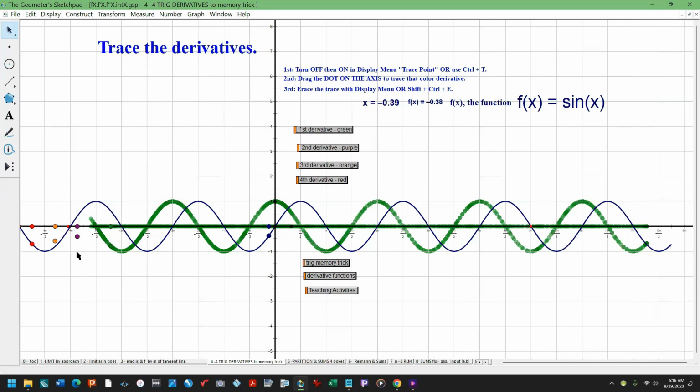I turned off the green. I highlighted the purple. I'm going to drag the purple. I want the derivative of the cosine. Well, here the derivative of the cosine is 0. Here the derivative of the cosine is -1. Here the derivative is 0. Here the derivative is 1. Here the derivative is 0. Let's see what we get.